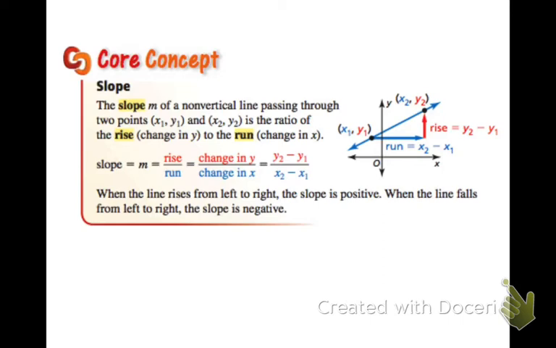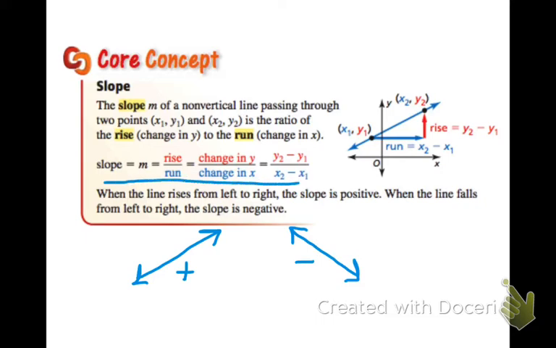When the line rises from left to right, the slope is positive. When the line falls from left to right, negative. So here's your positive slope, and here's your negative slope. Okay? So yes, this is very, very important. I believe that it's in your book, but if it's not, you might want to write that down.